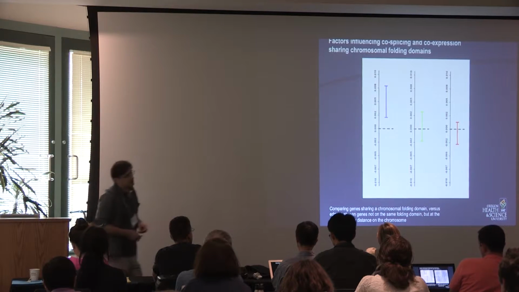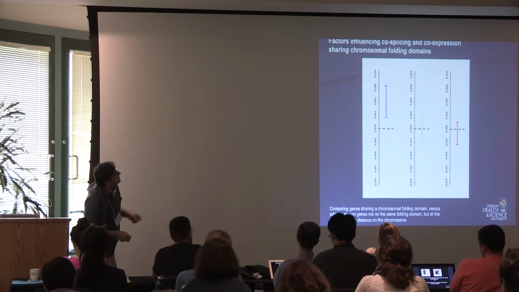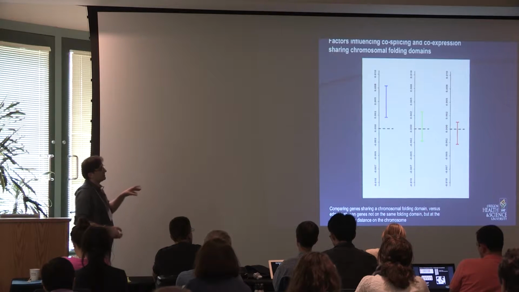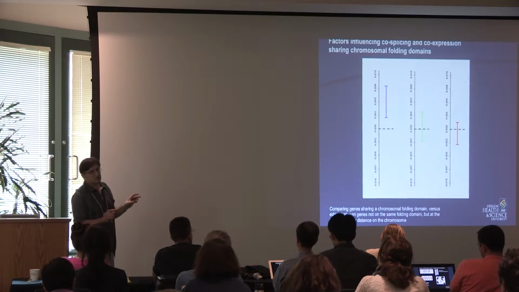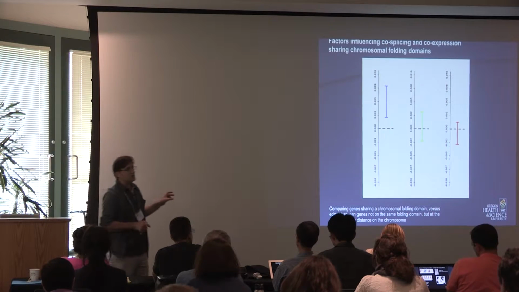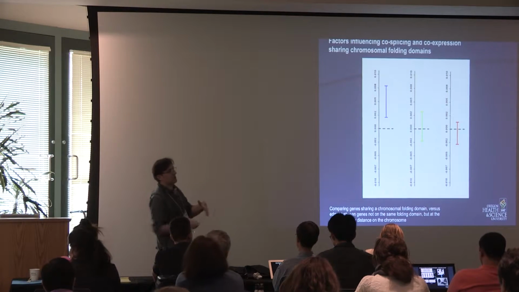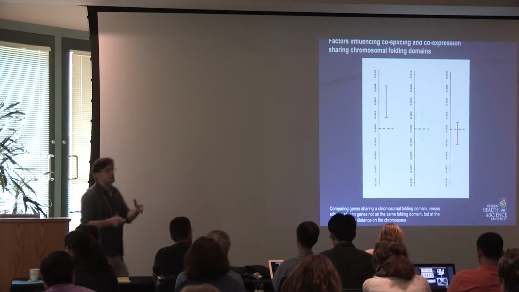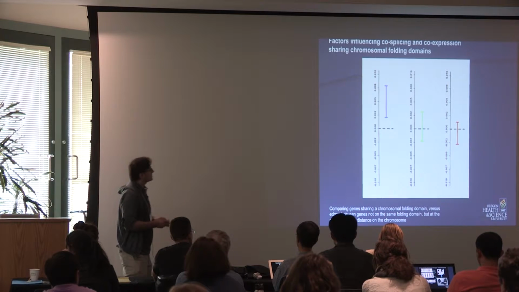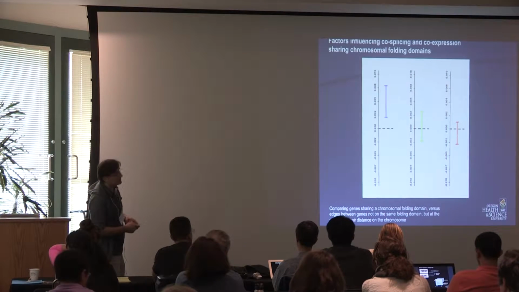So what do I compare here? I compare genes that are on the same folding domains versus the genes that are at the same base pair distance, but not on the same folding domain. Because if you compare genes that are close by on the same chromosome versus genes that are on different chromosomes, that wouldn't be really a fair comparison. So this is a fairly strong result.